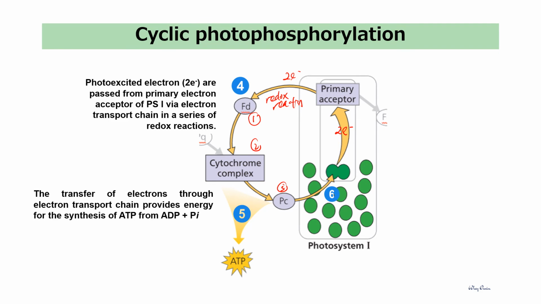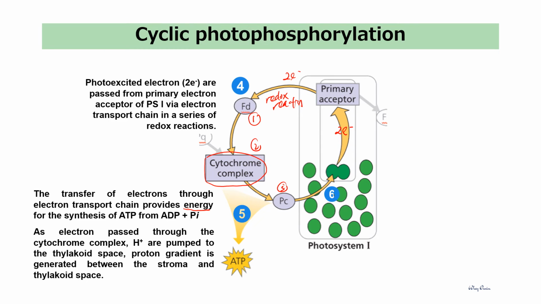During the transfer of electrons within the ETC, they release excess energy, and the energy is used to activate the proton pump, which is the cytochrome complex. This pumps protons from the stroma into the thylakoid space. From the low concentration stroma to the high concentration thylakoid space, they produce a proton gradient, which means the protons will diffuse back to the stroma through ATP synthase, and the process is called chemiosmosis, to produce the ATP molecule.